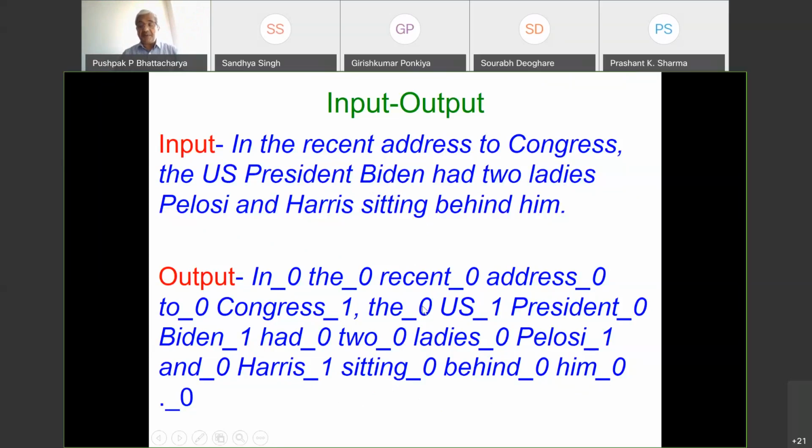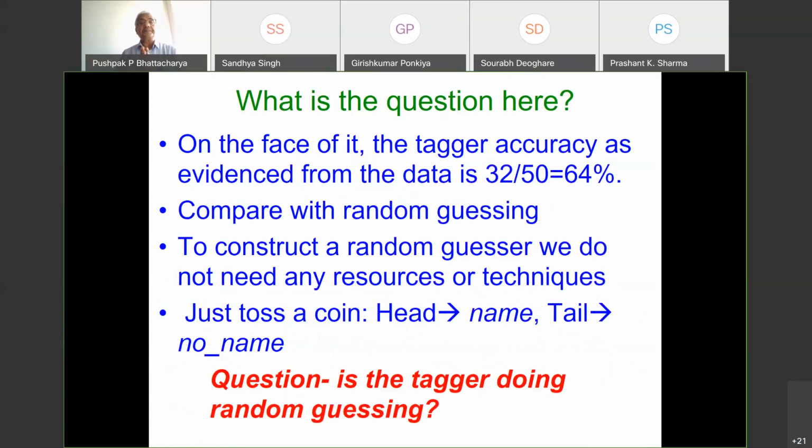So this has been done. Now things are in my hand. This data has come in front of me, and this is my observation. On the face of it, the tagger accuracy as evidenced from the data is 32 by 50, which is 64%. But this is only one sample. I surely have to do much more sampling, and sampling we know is costly.